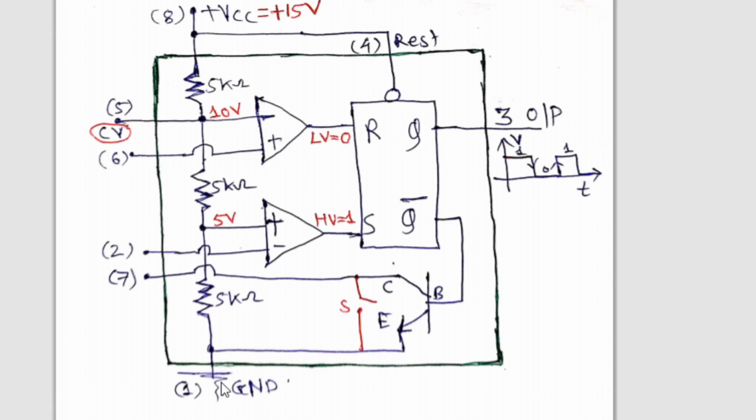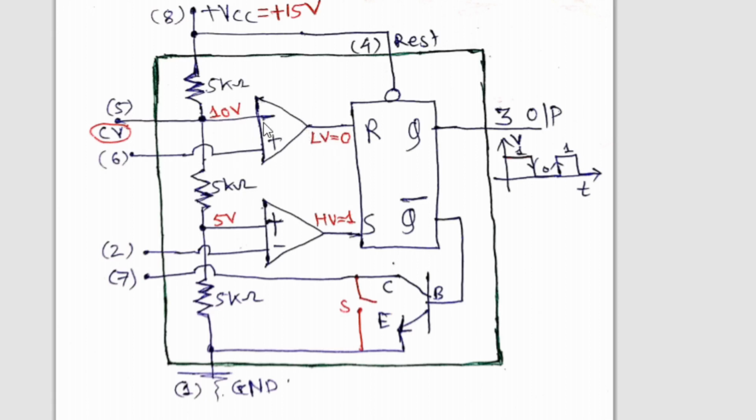So by this time we have completed overall 5 pins. Pin number 8 has a power supply, pin number 1 as a ground, pin number 5 as a control voltage, pin number 6 which is lower terminal of upper comparator, and pin number 2 lower terminal of lower comparator. Now let us go to the next step.